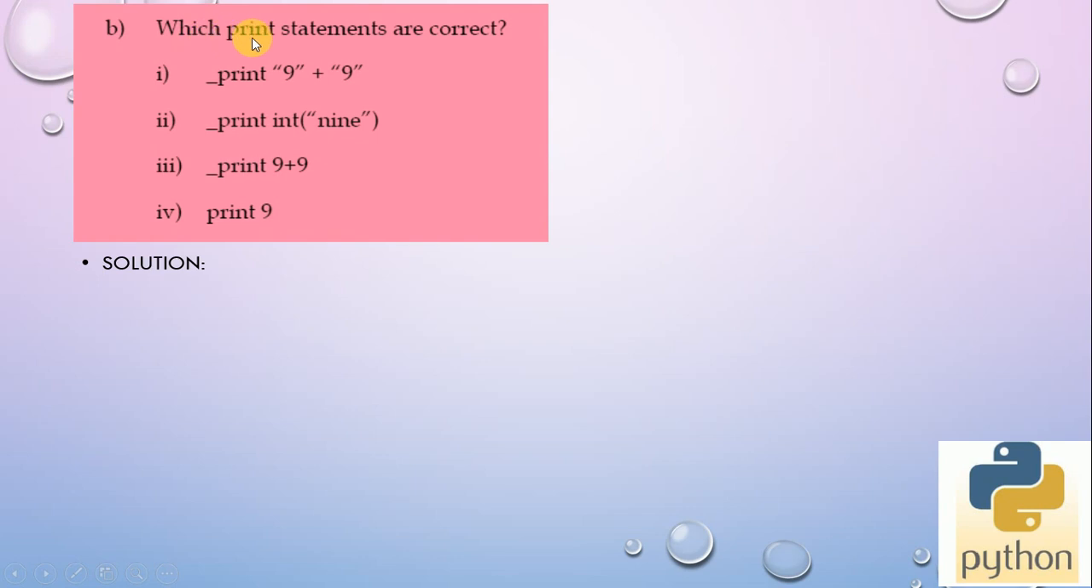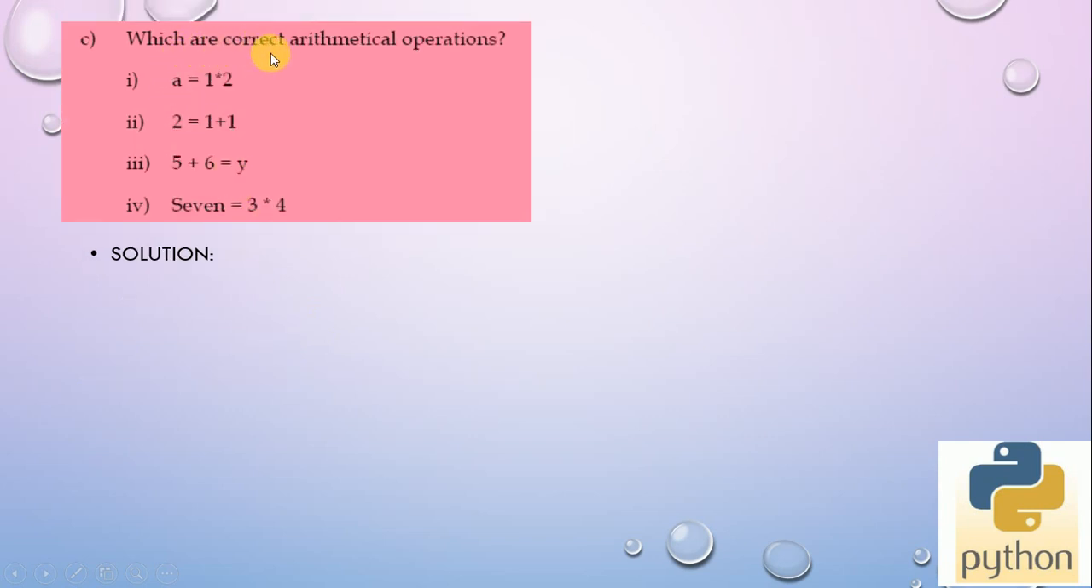Now the B part. Which print statements are correct? First, 2, 3. All three of them have an underscore in the beginning. So these 3 are wrong. Only this one is correct. And one more thing, note that print without parenthesis is correct for Python 3.8.3. For the latest version of Python, print should come with a parenthesis. Clear?